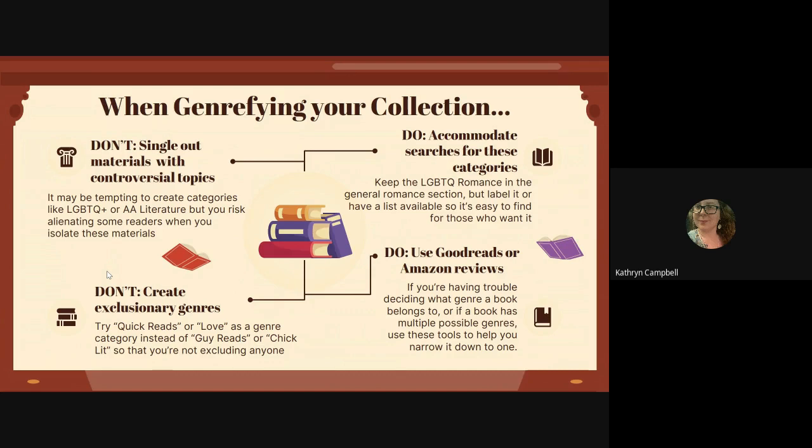Also, don't create exclusionary genres. Instead of creating categories like guy reads or chick lit, try things like quick reads or love as genre categories. So you're not really excluding anyone or driving anybody away from a category just because of the title. Do use Goodreads or Amazon reviews if you're having trouble deciding what genre a book belongs to, or if a book has multiple possible genres. Those tools can be very helpful to narrow down the genre of a book that you're going to label and put in your collection.